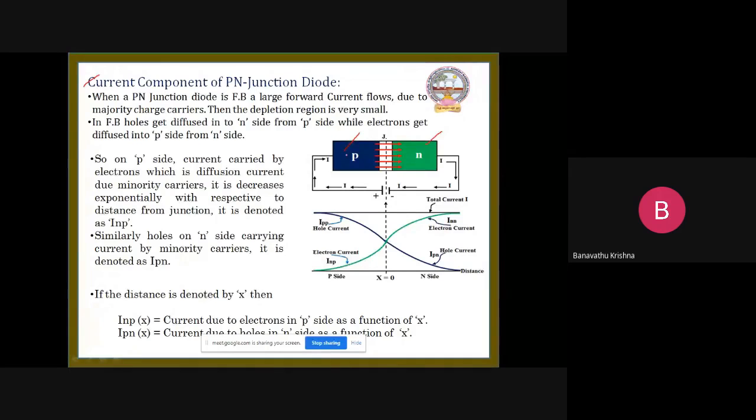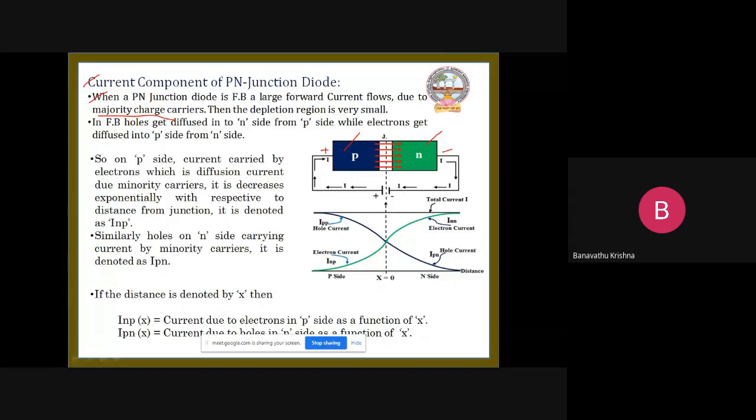Let us first observe when the PN junction diode is in forward bias condition. Here the positively charged ions are more on this side and the negatively charged ions are more on this side. For the positive side, we make the connection with the positive terminal, and for the negative side, we make the connection with the negative terminal. Then the diode goes into forward bias condition. When a PN junction is forward biased, a large forward current flows due to majority charge carriers.